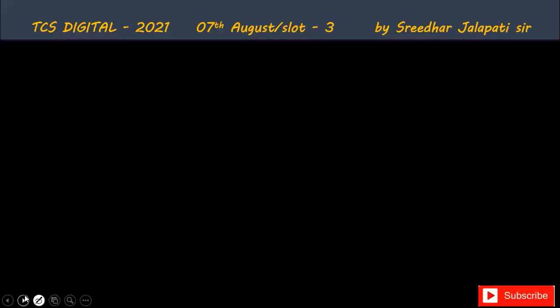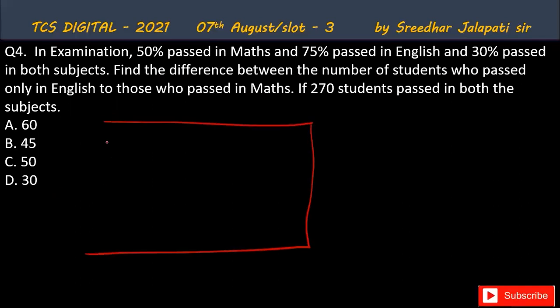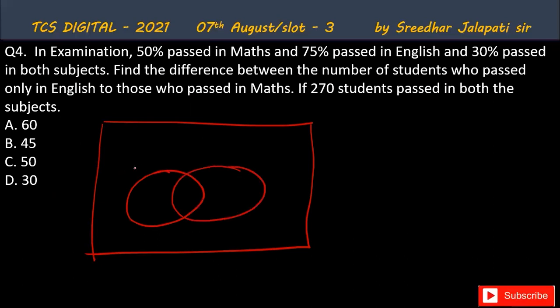Here is the solution for question number 4. It's from Venn diagram. So if you draw the Venn diagram for the information, it's basically on two variables, maths and English. He says 50% passed in maths and 75% passed in English and 30% passed in both.